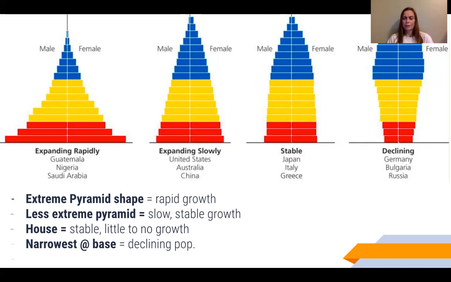And then, of course, if we have equal proportions of pre-reproductive age and reproductive age, then that's considered to be a stable population. It's not growing, but it's also not shrinking. And then if we have fewer in the younger age cohort, the pre-reproductive age cohort, that means that as our population ages, there are going to be fewer people reaching reproductive age, and so the population is actually shrinking.